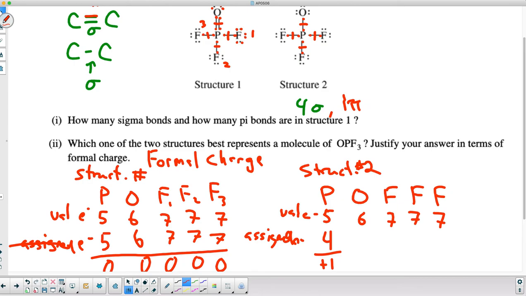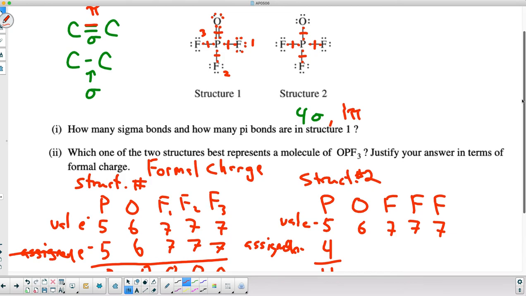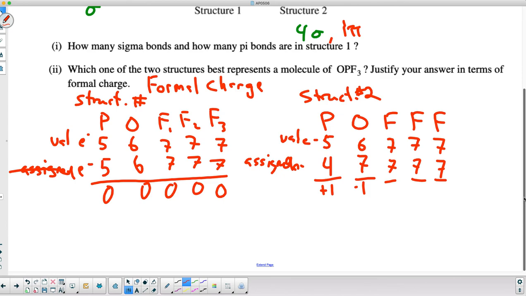Take a look what happens to the oxygen. I need to go back up just a little bit for this. Now I have 1, 2, 3, 4, 5, 6, plus 1, so I have 7 assigned electrons, which means now I'm at a -1. Okay, what about the other fluorines? I got 1, 2, 3, 4, 5, 6, 7. So these fluorines don't change at all. We got 0, 0, and 0 for that. So now come down here and take a look. I got 0, 0, and 0. So the fluorines don't change the structure at all, but the P and the O, I got a +1 and a -1. So which one of these is better?